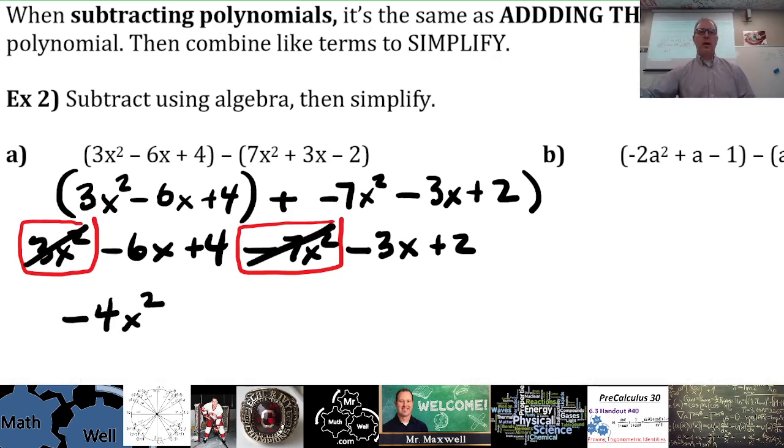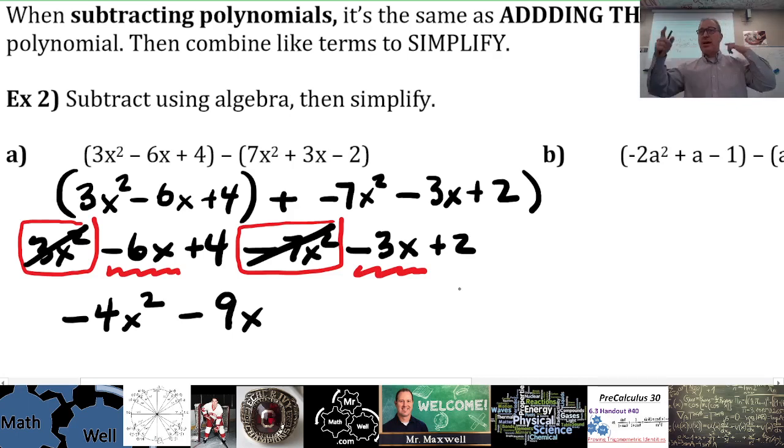All right. Let's focus on the x terms now. Here's an x term, and here's an x term. So negative 6x minus 3x combines to? Very good, negative 9x. And again, you want to practice this mental math, okay? Adding integers and subtracting integers, very important. You need to know how to do that.